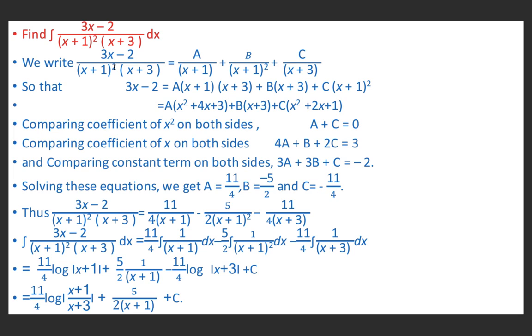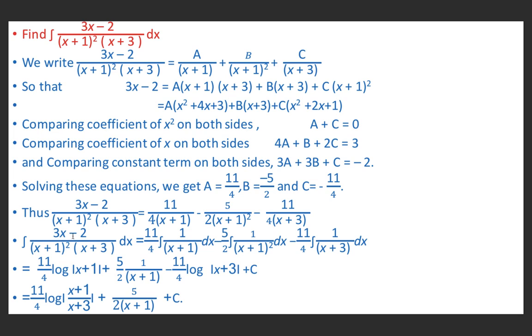So the given rational function 3x minus 2 upon x plus 1 whole square x plus 3 can be written as 11 upon 4 into x plus 1, because a is 11 upon 4, minus 5 upon 2 x plus 1 whole square, because b is minus 5 upon 2, and minus 11 upon 4 x plus 3, because c is minus 11 upon 4. So now we can integrate this rational function, because we have decomposed it into partial fractions.